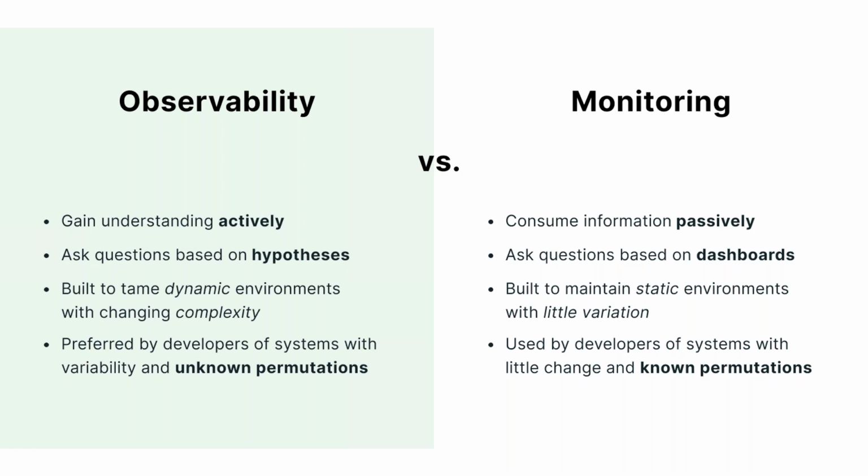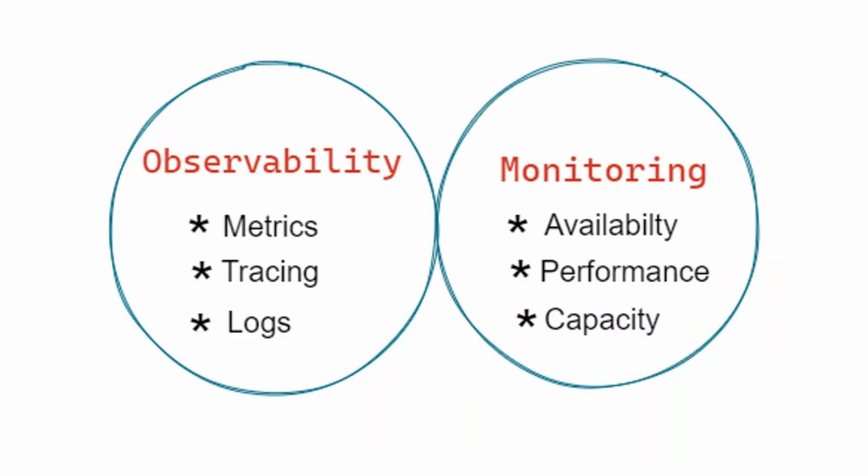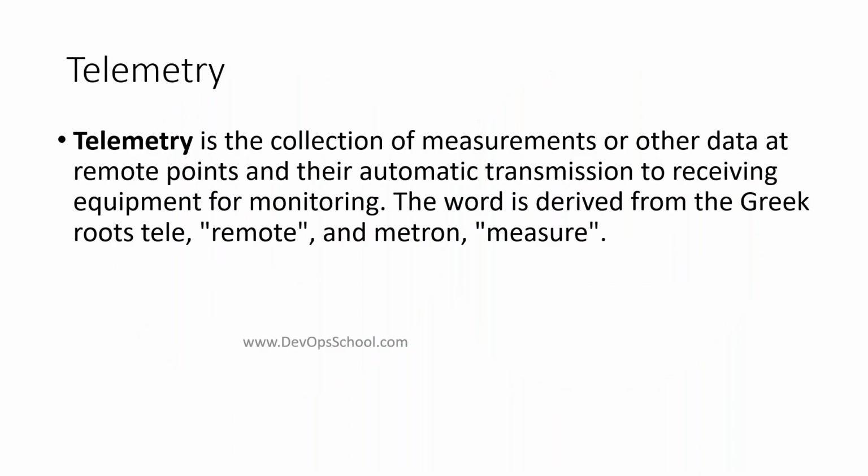So we are trying to understand observability versus monitoring. Observability focuses on metrics, traces, and logs, everything, whereas monitoring focuses on availability, performance, and capacity planning. Together, you have to combine these.